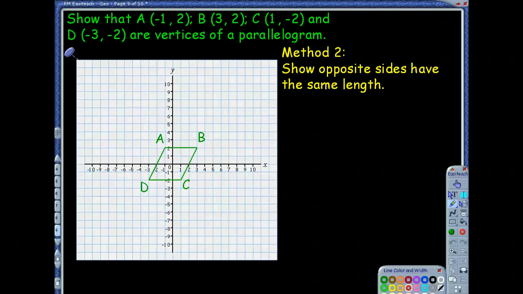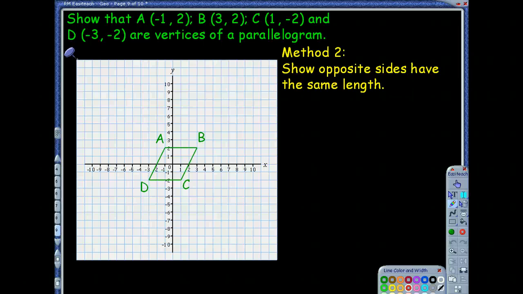Method 2 is going to be talking about the opposite sides having the same length. So opposite sides congruent is the theorem that we're using here. So how do I find the length of a side? Distance formula. And don't just draw a picture and count. Most of the time we won't give you vertices that you could do that with anyway, but we want to see the distance formula.